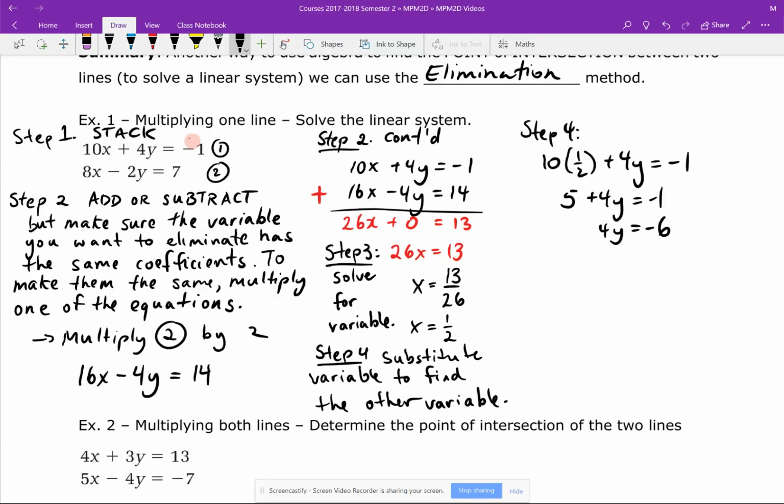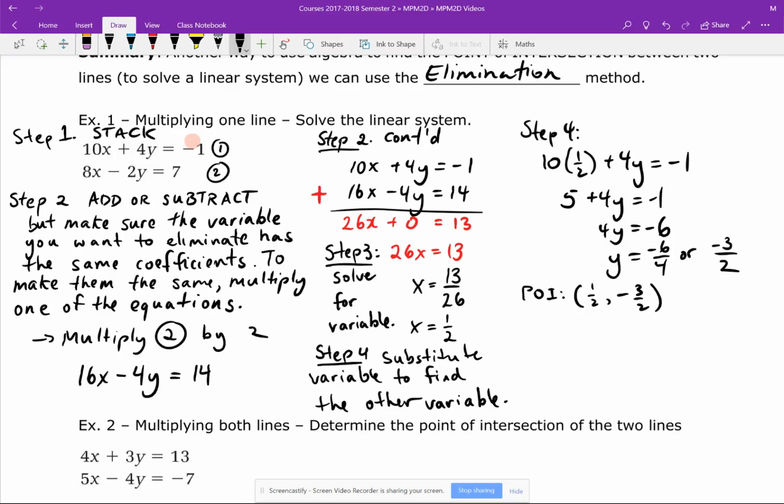And because negative 1 minus 5 is negative 6. And then if I solve for y, divide both sides of the equation by 4, so negative 6 over 4, or in simplified terms, it would be negative 3 over 2. So there's my y variable. And so the point of intersection, or the solution, is 1/2 for my x and negative 3 over 2 for my y.